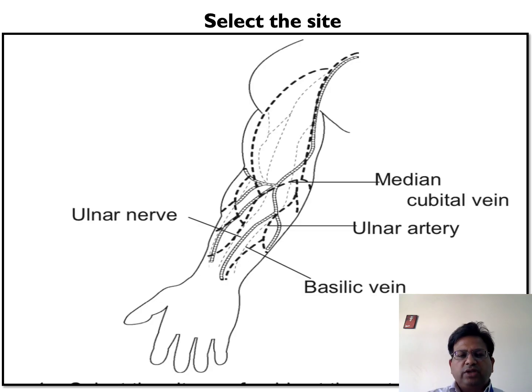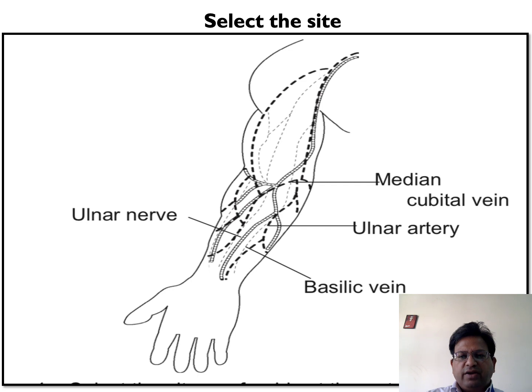Now let's come to the selection of site. Extend the patient's arm and inspect the antecubital fossa or forearm. Locate a vein of a good size that is visible, straight and clear. Now this picture shows common positions of the vessels, but many variations are possible. The median cubital vein lies between muscles and is usually the easiest to puncture.